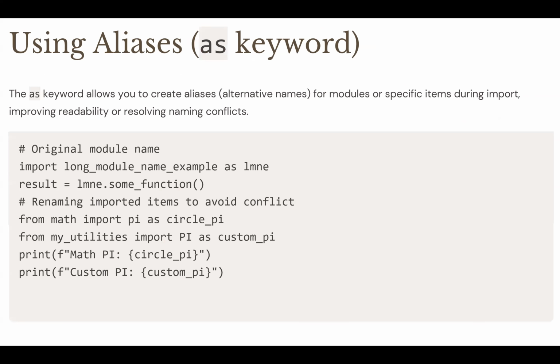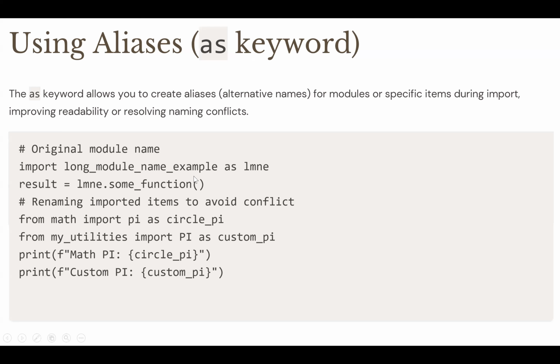Sometimes what happens, your module name is very lengthy. Remembering and using those module names without any spelling mistakes is very difficult. So you can use alternative names for those modules by using the keyword as. Those alternative names are called aliases. Then how to create aliases or alternative names for a module using the as keyword? Here is how we can do it. Import long module name, example is my module name.